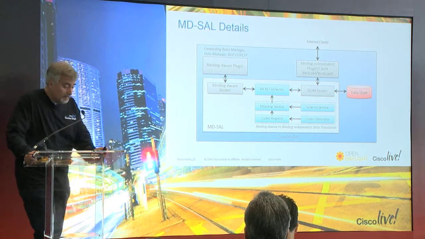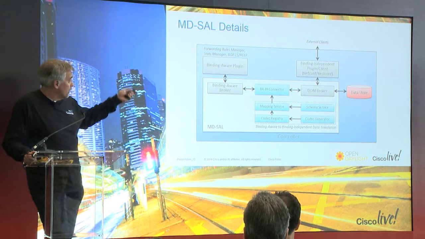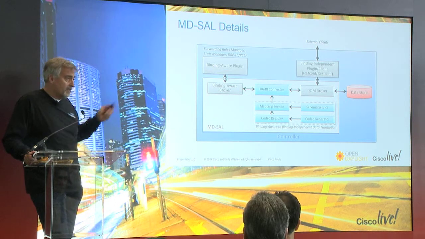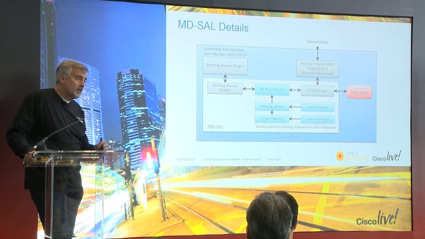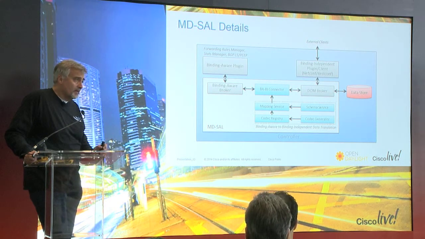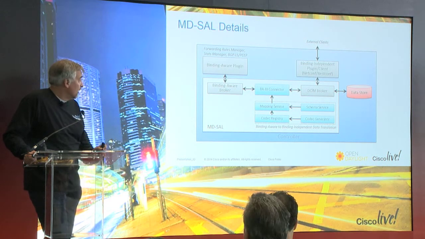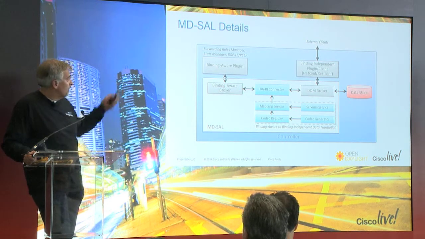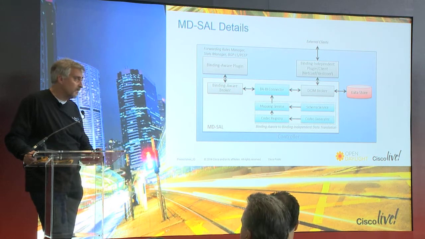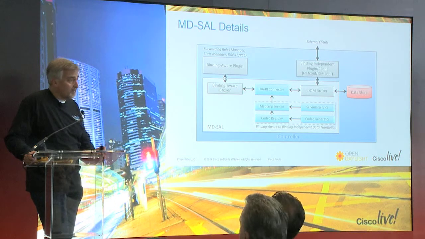So when we go into the details of the SAL, it actually consists of two independent paths. One is a binding independent path, and one is a binding aware path. The binding aware path is for Java applications that are written for the controller and reside inside of the controller. And the binding independent path provides the view for external clients, RESTConf and NetConf, and also for Java applications that do not want to use generated APIs.